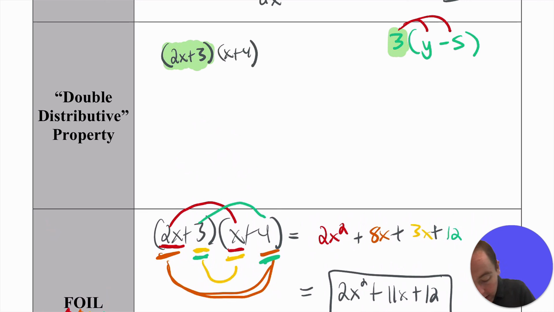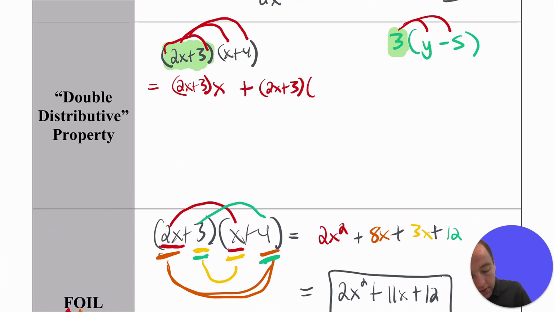So what I mean by that is this entire thing is going to distribute to each of the terms in the other polynomial. So really what that basically means is you're going to have the entire 2x plus 3 multiplies just to the x. So I have to put the 2x plus 3 in parentheses, and it's going to multiply to the x. And then the 2x plus 3 also has to distribute to the 4. So I have to put a plus sign, and then I can put that 2x plus 3 again, that's going to distribute, and that's going to multiply then to the 4.